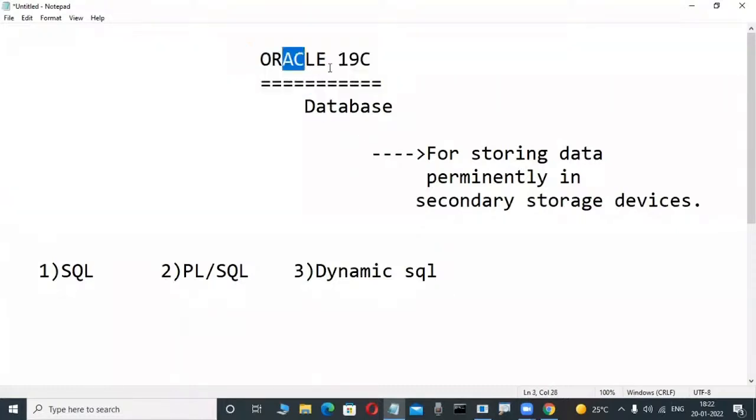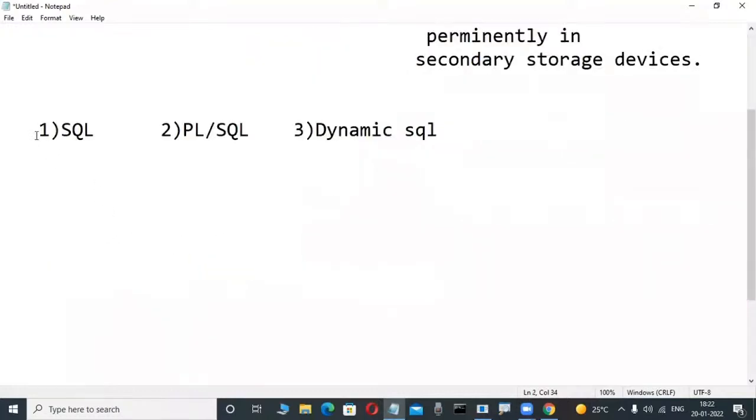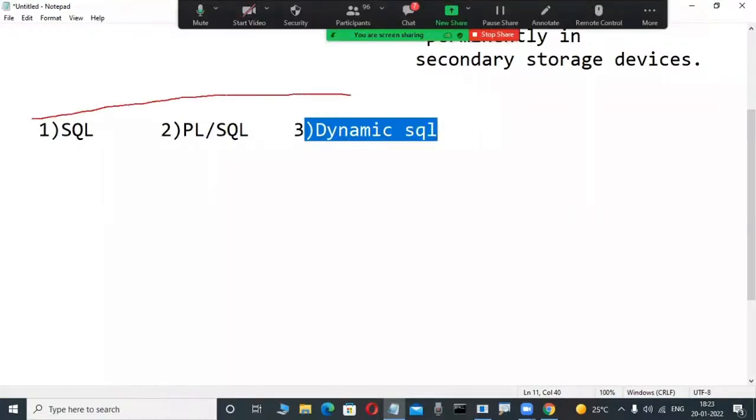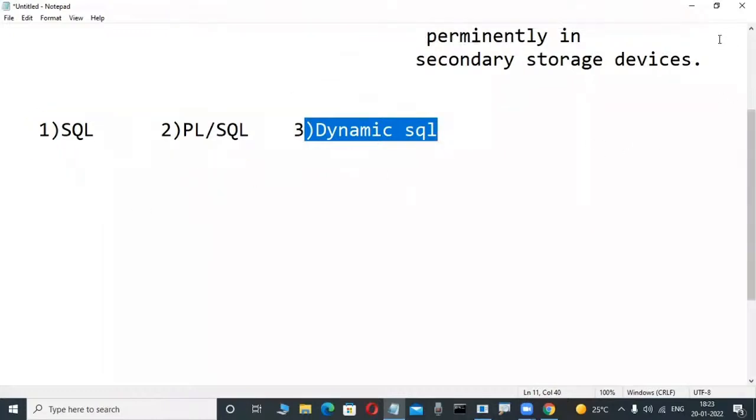If you want to operate this relational database product, which languages are we learning? One is the SQL language, another one is PLSQL, another one is dynamic SQL. These three languages we are learning in our course. Most powerful.